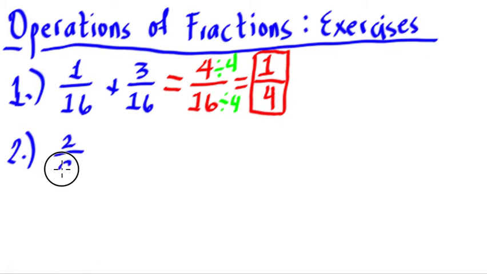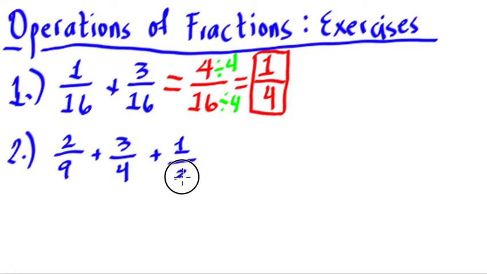We have 2 over 9 plus 3 quarters plus a third. Okay, so you can pause the video to answer right now. Okay, and then continuing in this process, we need to find the least common denominator of these three fractions over here. So we have 9, 4, and 3. So going back in our rules, 9, 4, and 3.